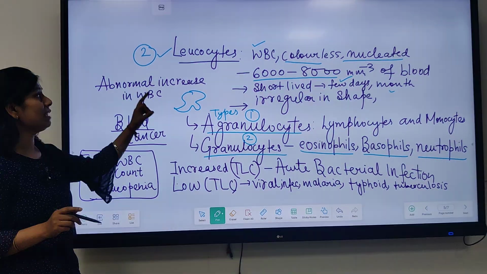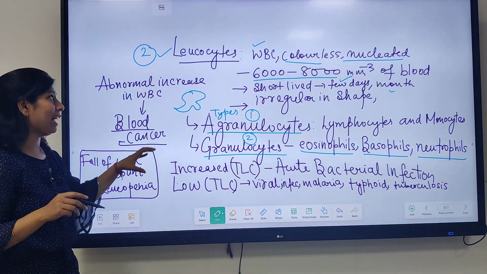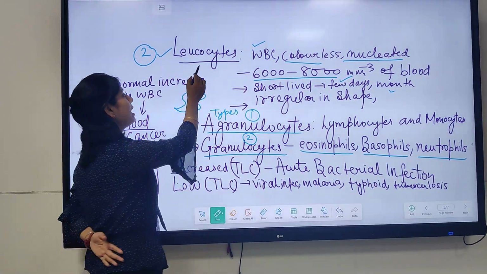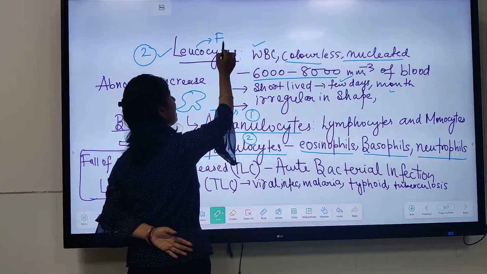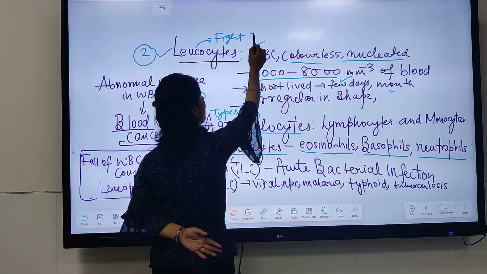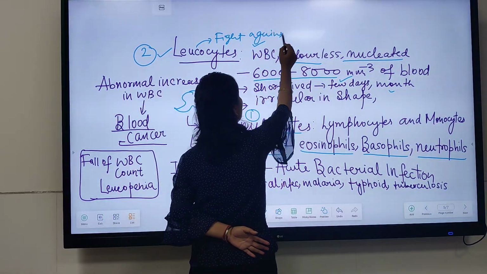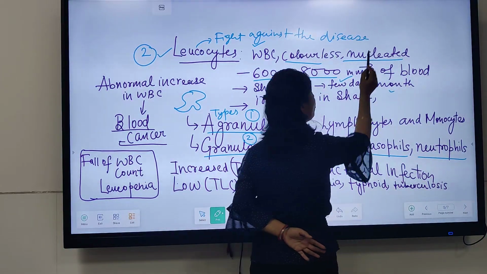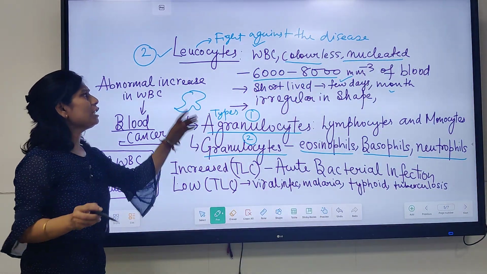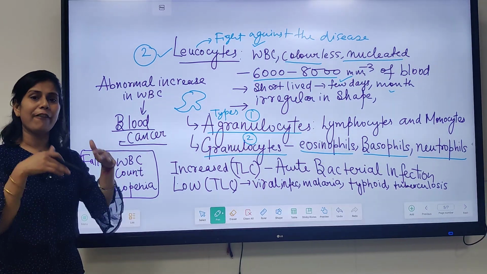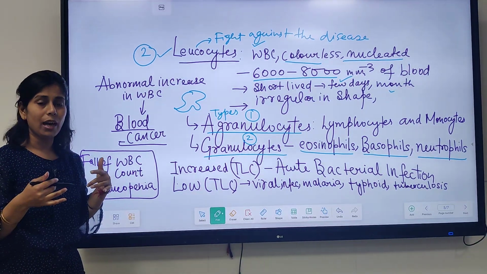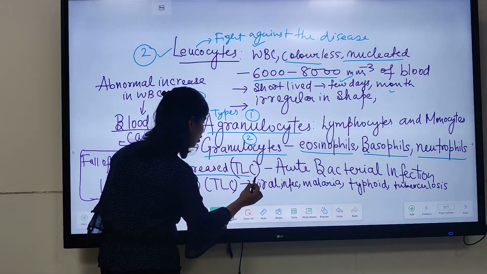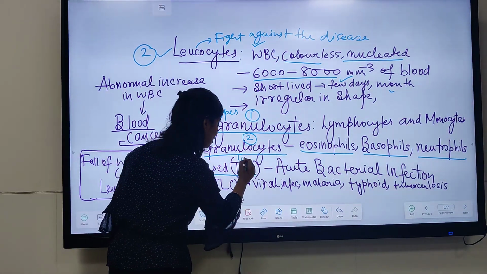Now the problem is you cannot have too many of these leukocytes. Leukocytes are WBC, and they fight against diseases. This is very, very important. Now you might say, if it is fighting against diseases, having more WBC is good. But I would say no. An increase in TNC, which is nothing but your total leukocyte count.